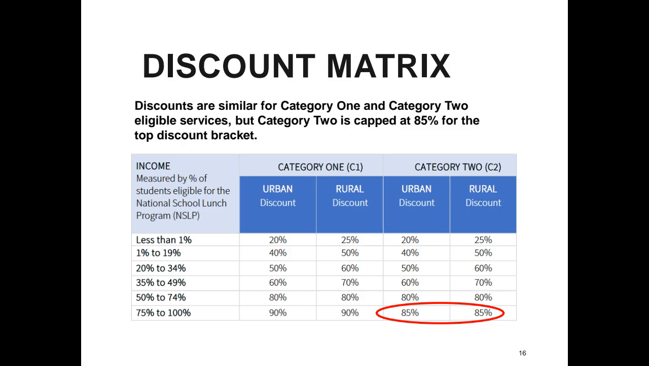It goes back to this idea that we want applicants to have more skin in the game, so they're not gold plating their networks and requesting things that they shouldn't. Wasn't my decision, but that's how it is. So today, covering category 2, if you're in the top discount bracket, then your discount will be 85%. And the majority of Kentucky libraries, like three-quarters of them, qualify for the top bracket.